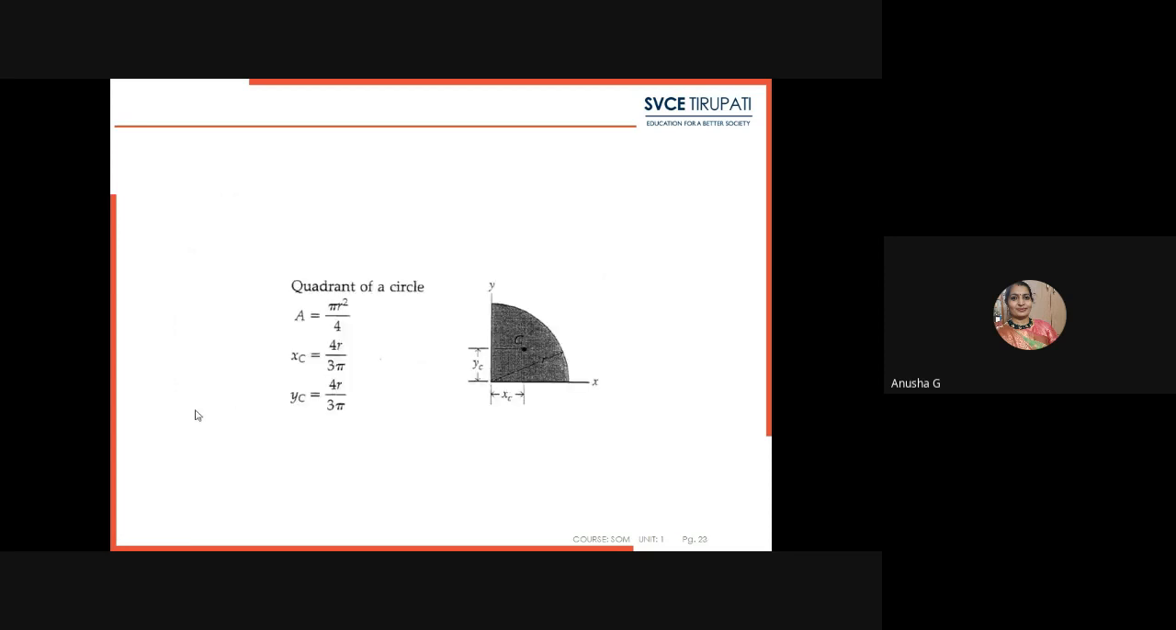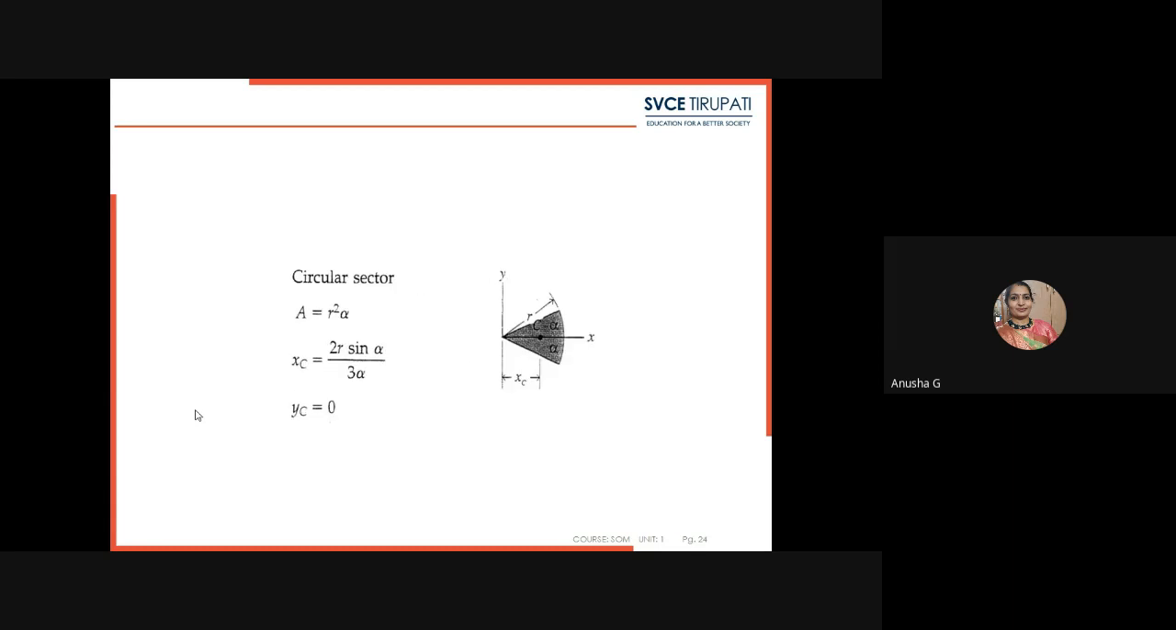Similarly, for the quadrant of a circle, the area equals pi r square by 4, and in the x direction it will be 4r by 3 pi, in the y direction also 4r by 3 pi. These are all the formulas that have to be remembered for your exam. The next is the circular arc: area will be r square alpha, XC will be 2r sin alpha by 3 alpha.